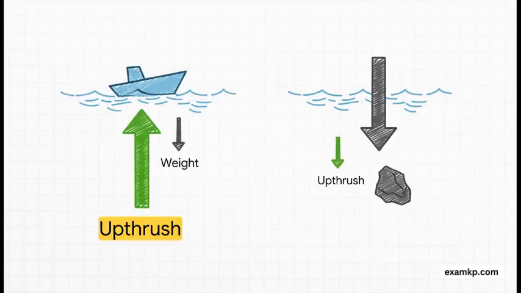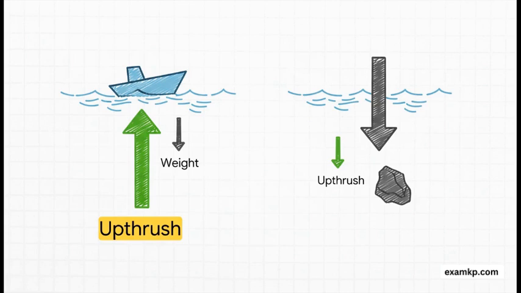So, how do we figure out how strong that push is? Well, it all comes down to this simple but super powerful formula. The upthrust, or buoyant force, is just the density of the fluid multiplied by the volume of fluid the object displaced times gravity. So if this upward force is stronger than the object's own weight, it floats. If it's weaker, it sinks. It really is as simple as that.